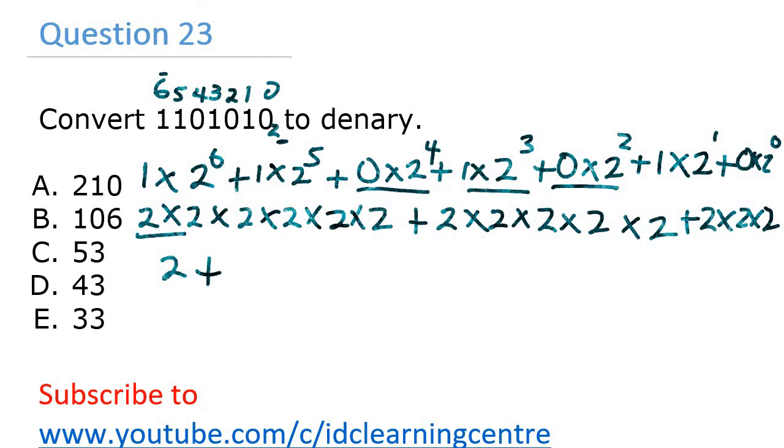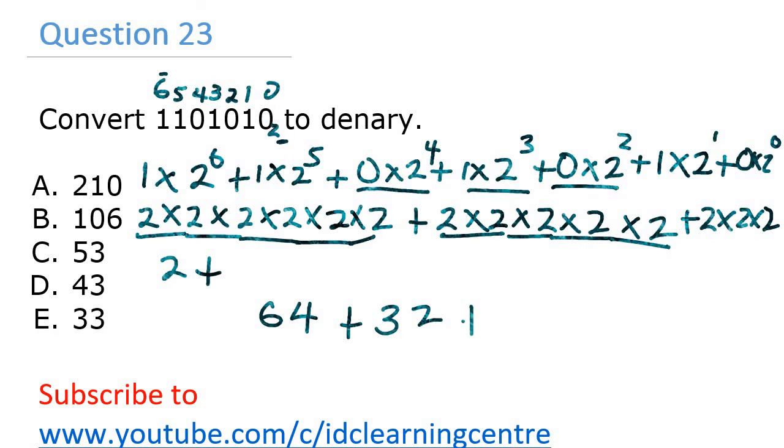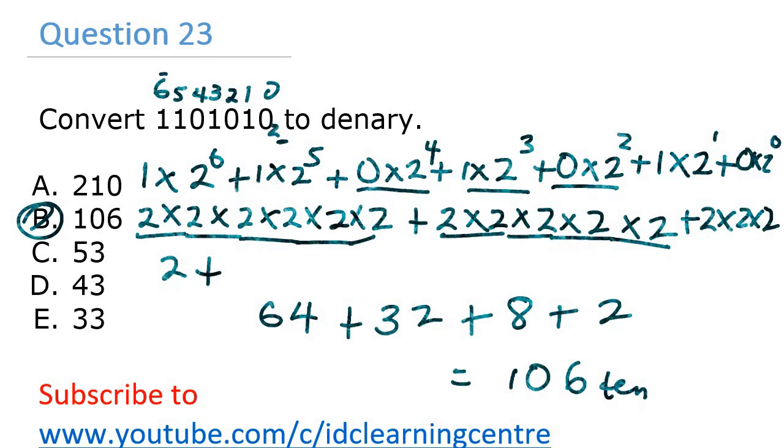2 times 2, 4. Times 2, 8. Times 2, 16, 32, 64. That's 64 plus. This is 2 times 2, 4 times 2, 8 times 2, 16. That's 32 plus 8 plus 2. Sum up everything. It will give us 106 base 10. So the right answer is B.